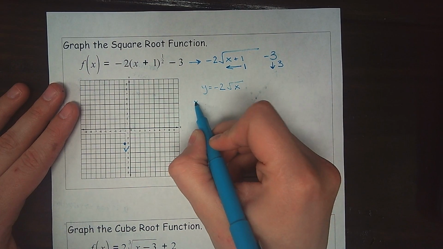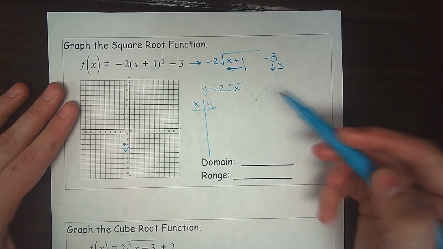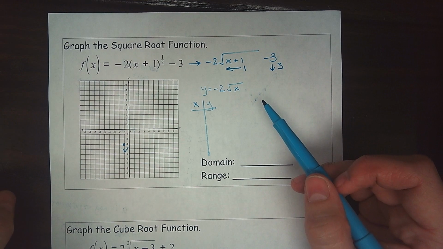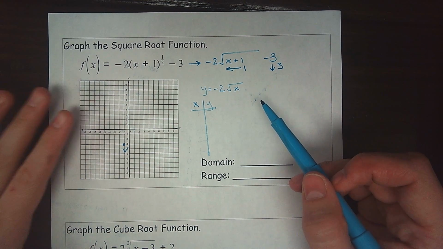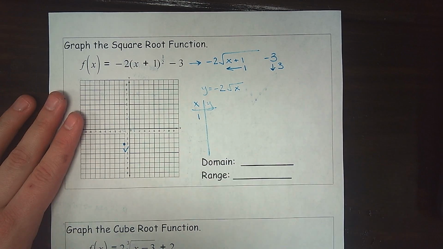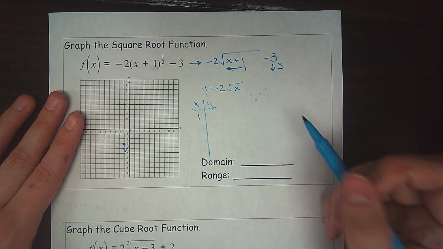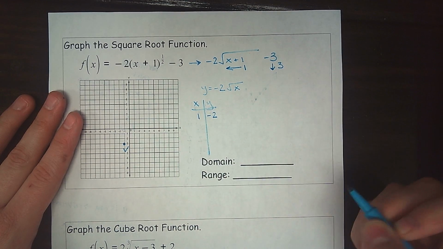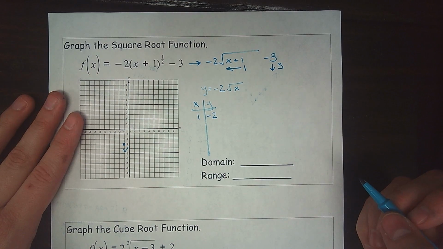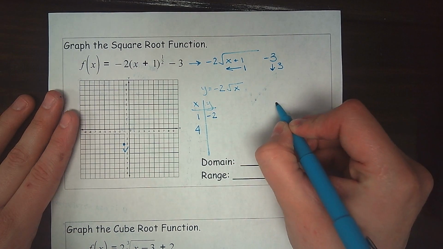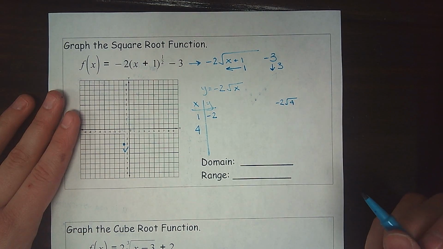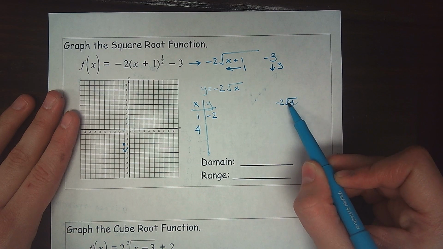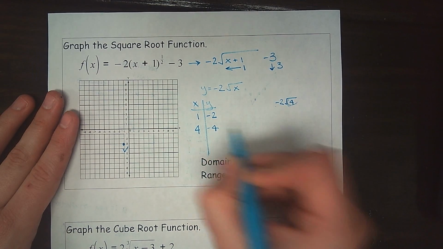So I'll go ahead and make my table. I know because this is a square root function that I'm not going to have to worry about any negative numbers. So I'm going to input a 1, so I can take the square root of 1 nicely. It's just 1. And then negative 2 times 1 is going to give me a negative 2. Next nice square root number I can take is 4. So if I input a 4 for x, this is going to clean up to 2. And negative 2 times 2 is negative 4.